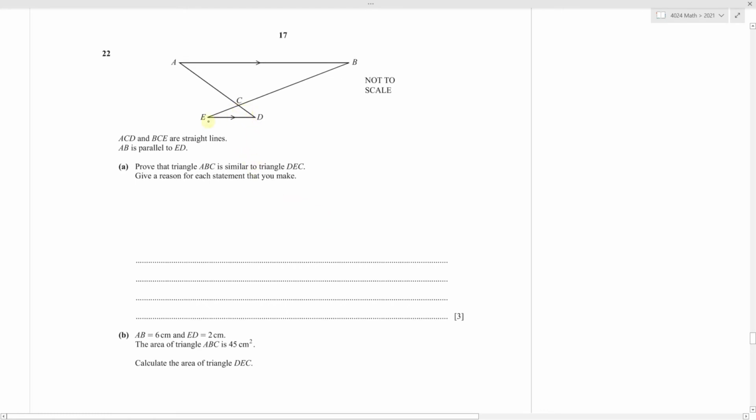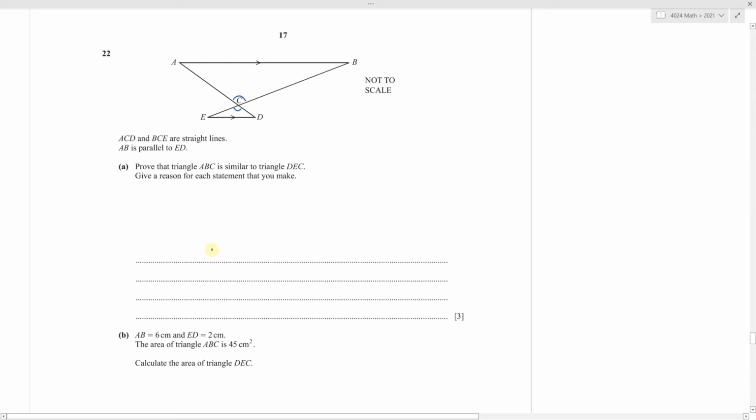Question number 22. You're given ACD and BCE are straight lines. AB is parallel to ED. Prove that triangle ABC is similar to triangle DEC. So ABC is similar to this triangle DEC. Give a reason for each statement. So we can show that these two triangles are similar by showing that all of the three angles are equal. This angle is equals to this.